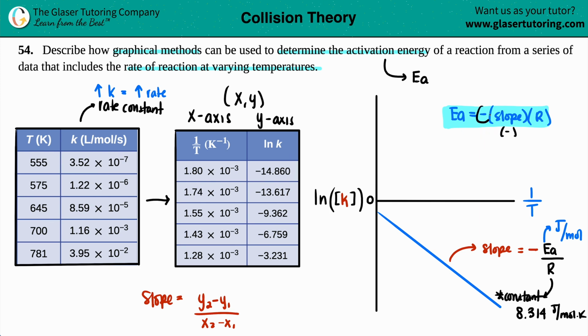This slope is going to be a negative value to begin with. So that's why a negative times a negative is always going to be an activation energy that's positive. You should never get a negative activation energy. The activation energy should always be positive. All right? So if you do get a negative, maybe just swap the sign or just double check yourself.